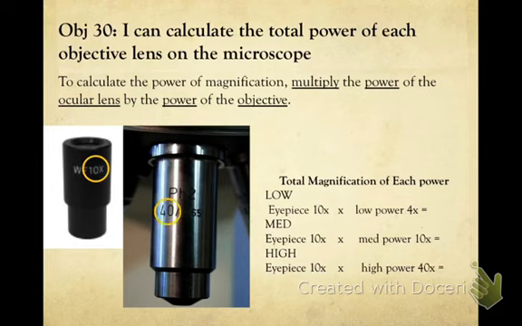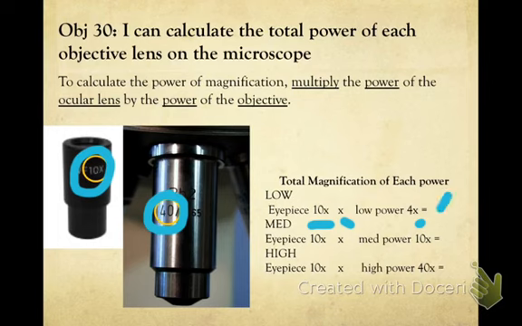You can see here that this is our 10 times. That is our eyepiece, or our ocular lens. And this is the power on the objective. So those are the numbers you're looking for. On our microscopes, our eyepiece, again, is 10 times, and our low power is 4 times. So we're multiplying 10 times 4, which is 40 times.